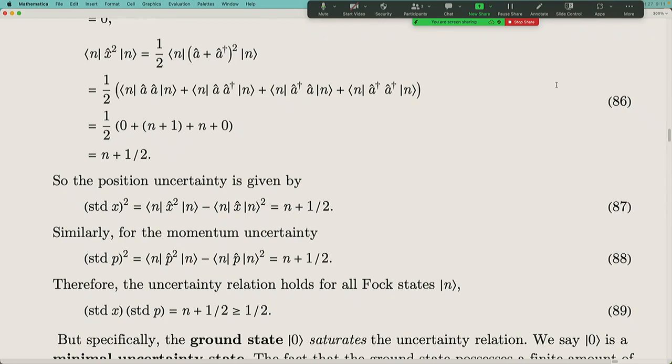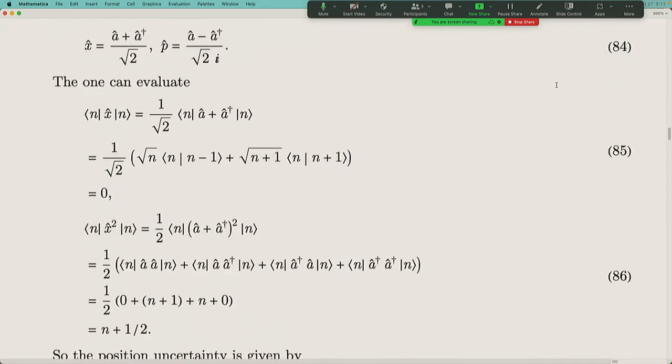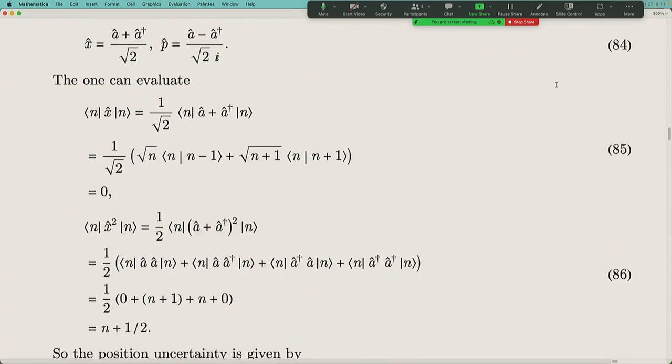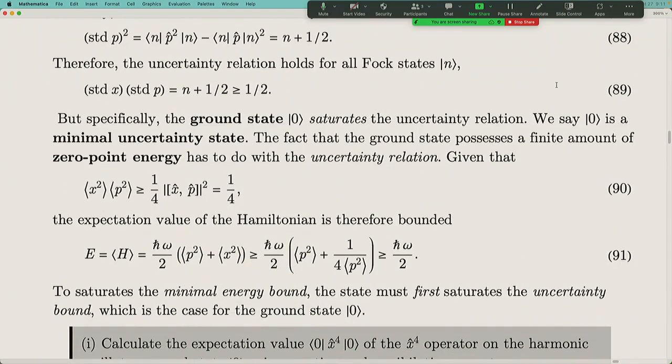But now we want to take the square root of these two, because these two lines are variance. They are not standard deviation. Standard deviation is the square root of the variance. But now if you multiply the square roots together, you recover this n plus 1/2 again. So given that n is a non-negative integer, this result never gets smaller than 1/2. It's greater or equal than 1/2. So indeed, that's what we previously derived from the uncertainty relation, as you can see here. So this proves that for any energy eigenstate of the harmonic oscillator, this uncertainty relation is indeed satisfied.